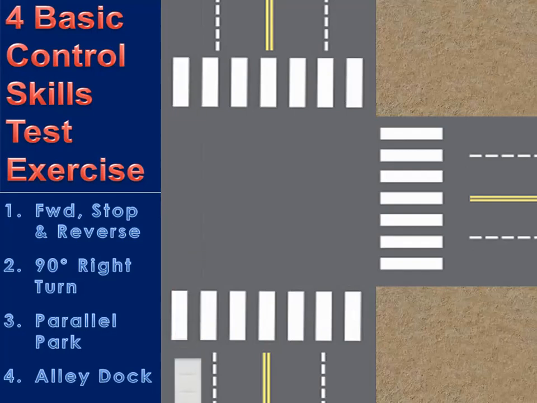Second is driving on a 90 degrees right angle turn, and back up. Third is the parallel parking exercise, and the fourth and last one is the alley docking exercise. And the last driving assessment is driving on the highway, but I'm not going to cover that here as I know that you already know how it's going to be done.